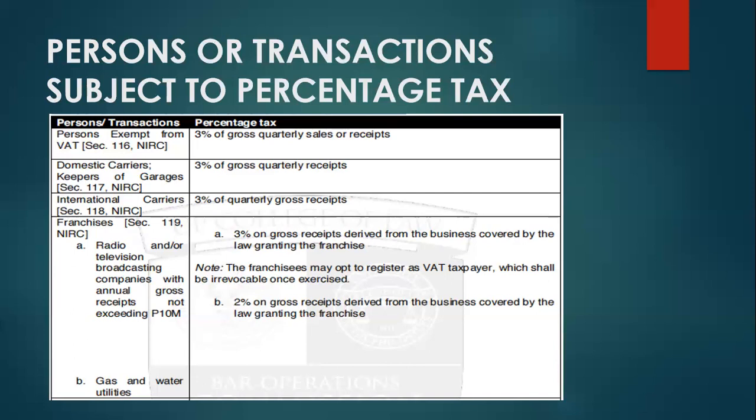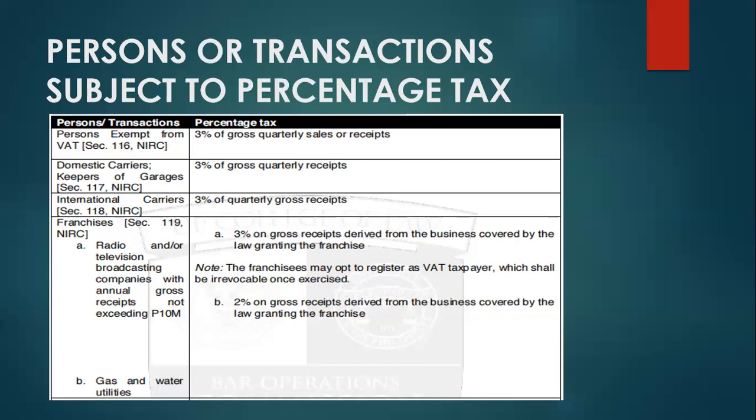International shipping carriers doing business in the Philippines, under gross receipts derived from the transport of cargo from the Philippines to another country, shall pay an equivalent of 3% as well. Okay, just take note. Only cargo, and the transportation must be from the Philippines to another country, or outbound.